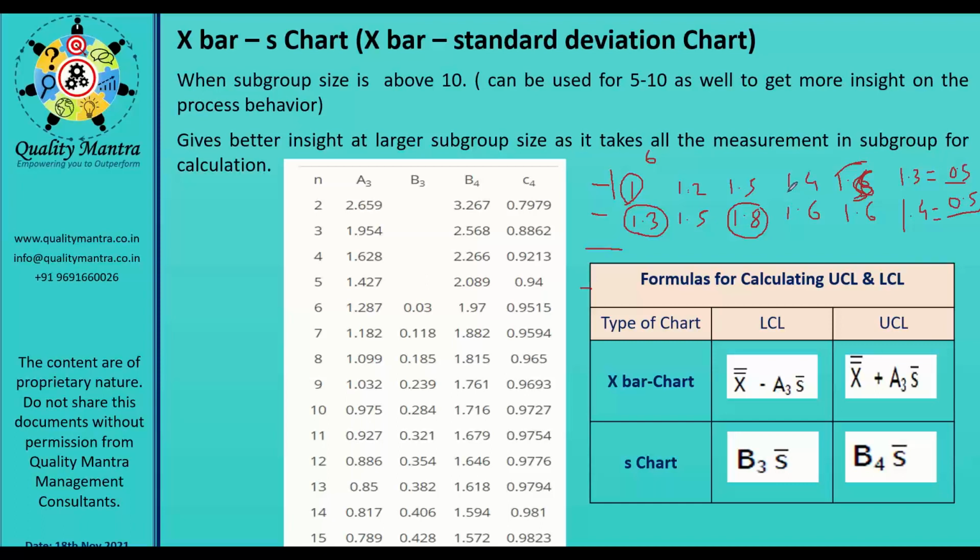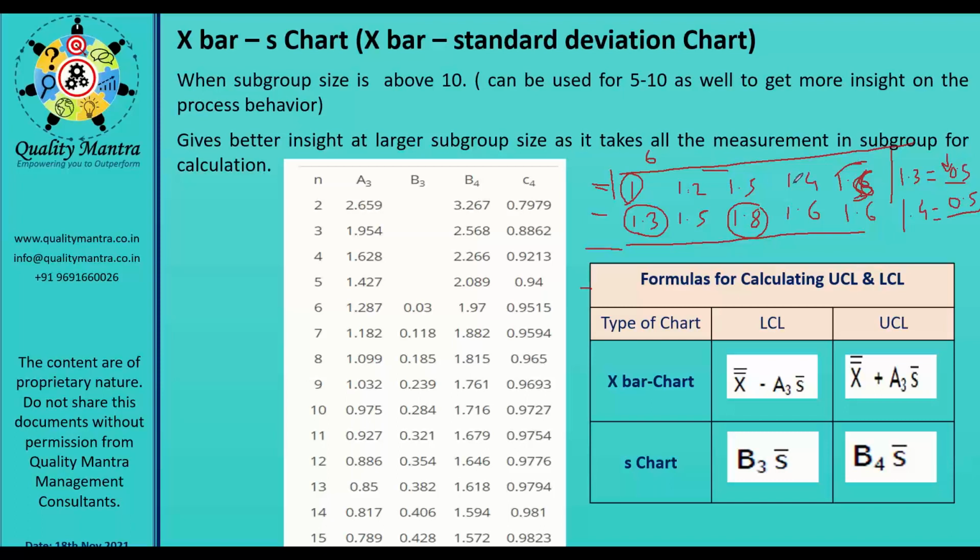For what the subgroup, right? Yeah, if you are going for the standard deviation chart, you need to consider all the data. For calculating the standard deviation, you need to consider all the 6 data. Whereas for range, you are just considering the 2 data. It means you are not considering this. So even if the range is same, standard deviation is same or not, that we need to see.